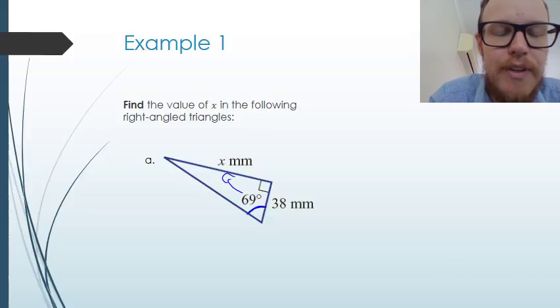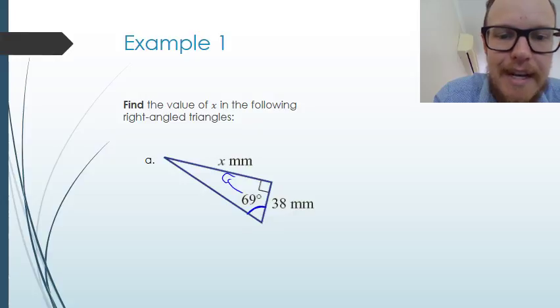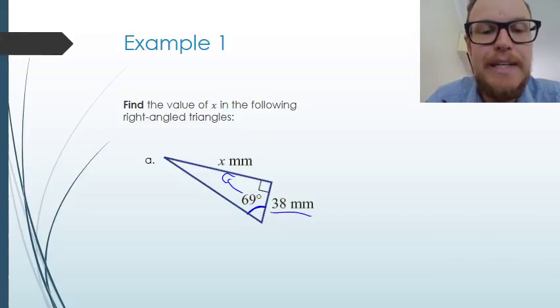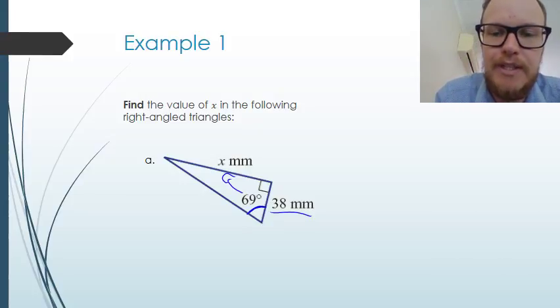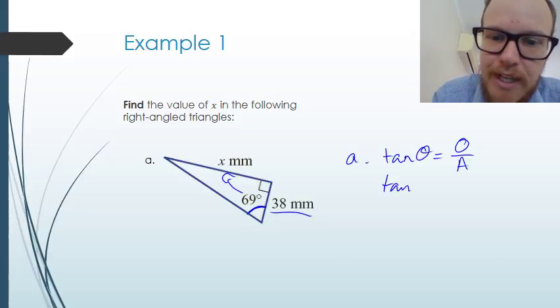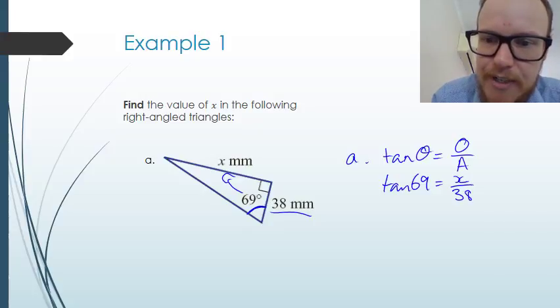We've got the side length that's opposite it, and we've got the side length that is next to it, that's adjacent. So because we've got opposite and adjacent, we need the tangent function. So to solve this one, we know tan theta equals opposite over adjacent. We always write the formula. Then we write tan 69 is going to be equal to the opposite, which is x, divided by the adjacent, 38.